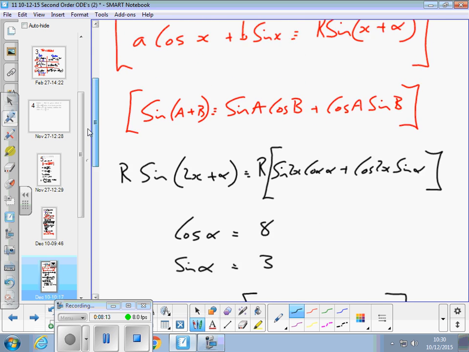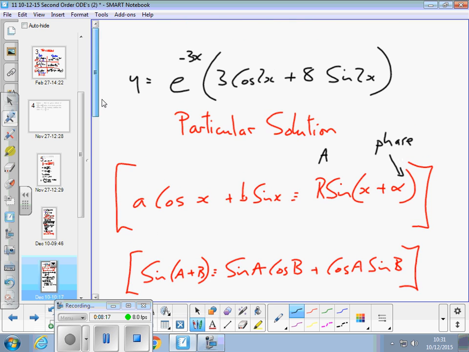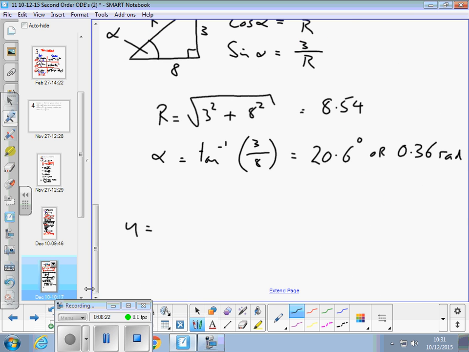now if we look back at our particular solution, we had e to the minus 3x. So e to the minus 3x times r. So it will be 8.54 e to the minus 3x. And then inside, don't need the bracket anymore, times the sine of 2x plus 0.36 or 20.6 degrees.